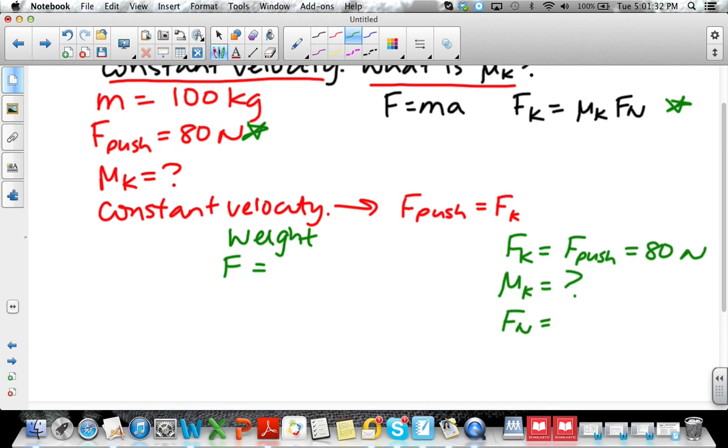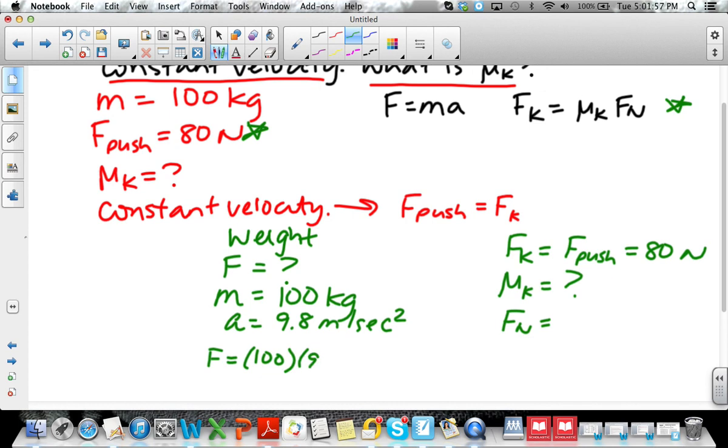Okay, so F is the one I don't know because F is weight, and that's what I'm looking for. M, oh, they gave me that, 100 kilograms. Acceleration, it's gravity, so acceleration is 9.8. The weight is the force of gravity. Okay, so once you have those things, plug it all in. Let's see what I got. That is 980 newtons. Don't forget your newtons. Okay, so that's the weight.